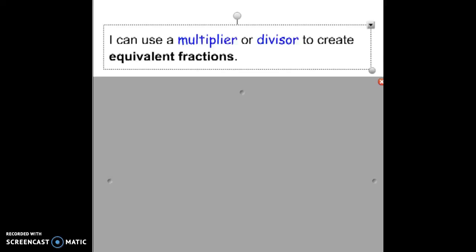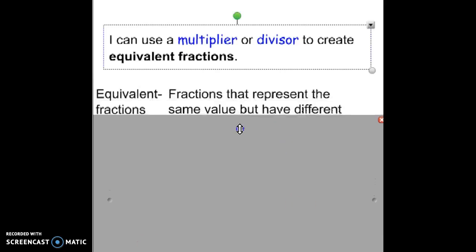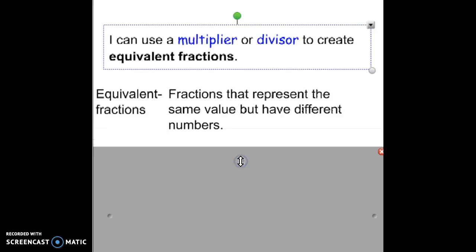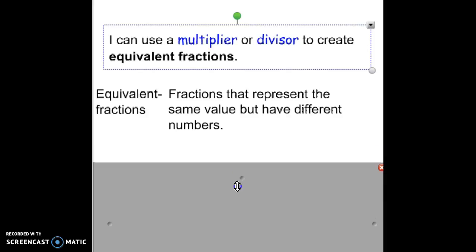Today's objective is to use a multiplier or divisor to create equivalent fractions. Now we've learned a little bit about equivalent fractions, but let's talk a little bit more about them. Equivalent fractions are fractions that represent the same value but have different numbers. I like to think of the word equivalent and just think of the word equal. So basically they have equal values, even though they look different.